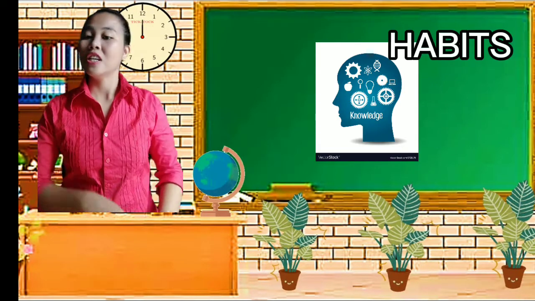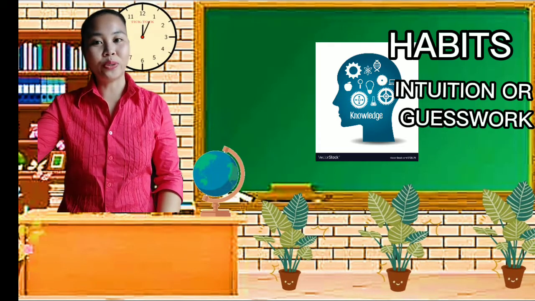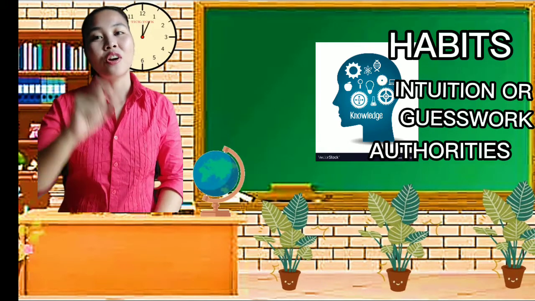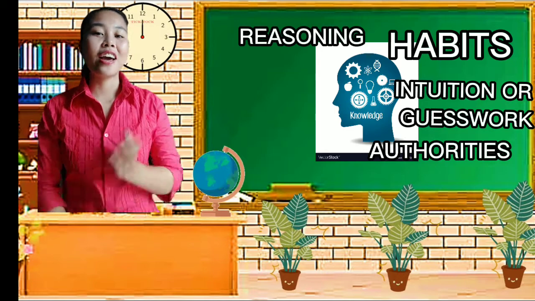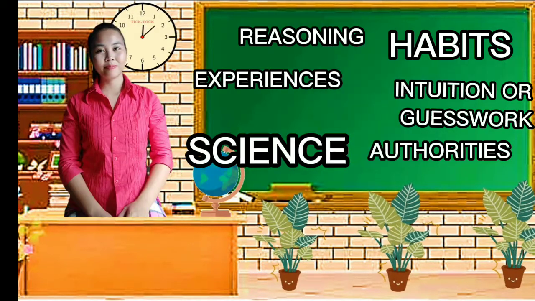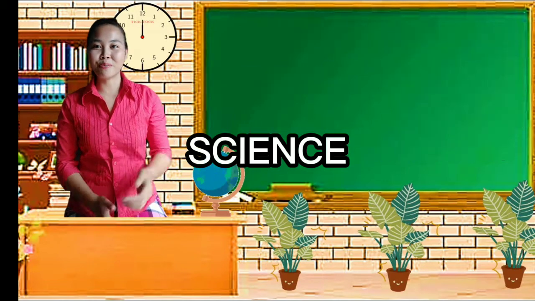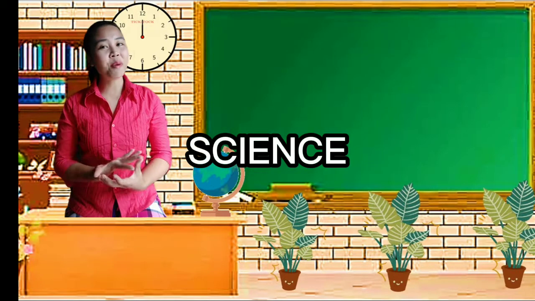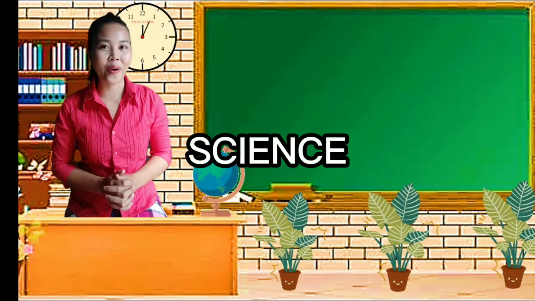habits, intuitions or guesswork, authorities, reasoning, experiences, and science. Among those mentioned, acquiring knowledge through science is the most logical and systematic way.